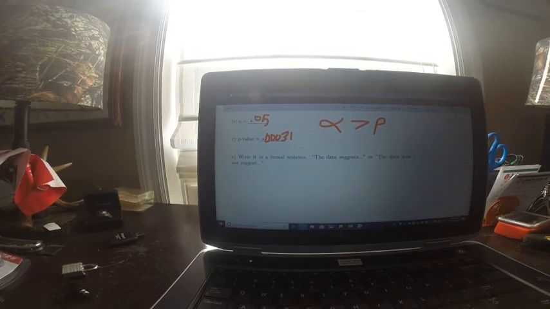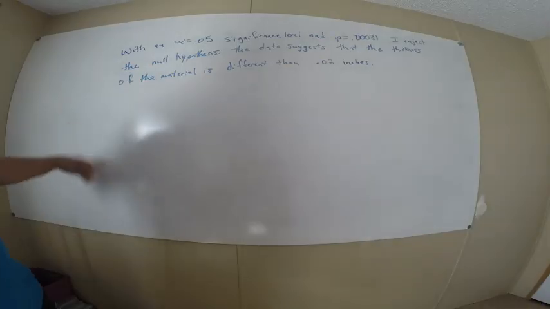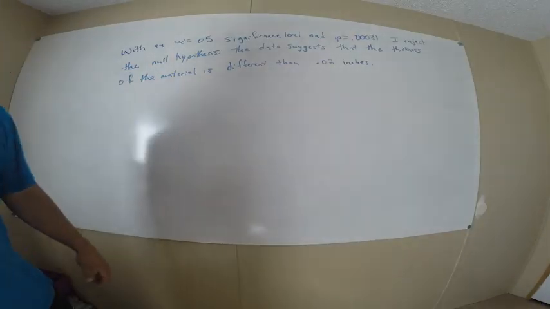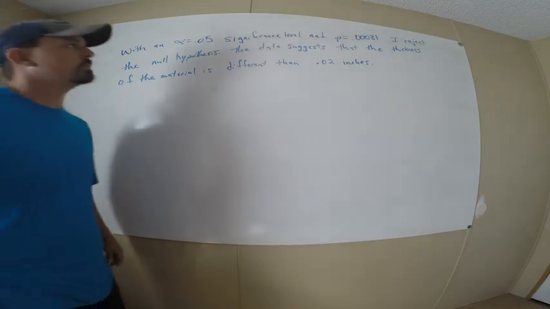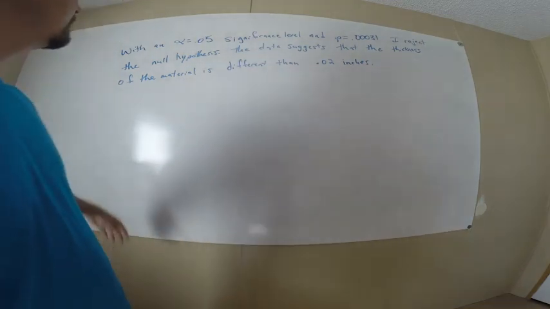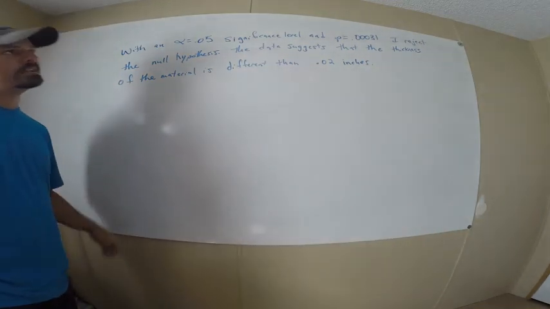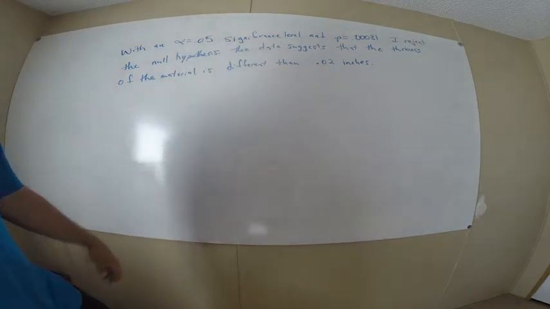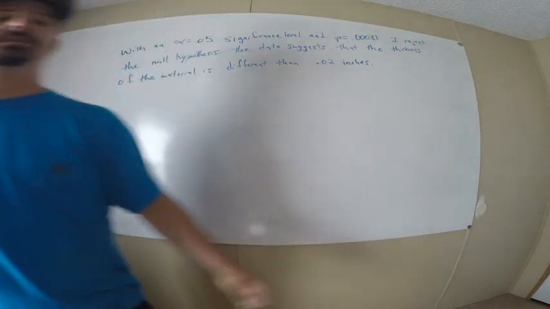And after we write this in a formal sentence, I will go over type 1 and type 2 errors, and we will be done for the semester. So let's take this to the board. Alright, so with an alpha equal to 0.05 significance level and a p equal to 0.00031, I reject the null hypothesis. The data suggests that the thickness of the material is different than 0.02 inches.